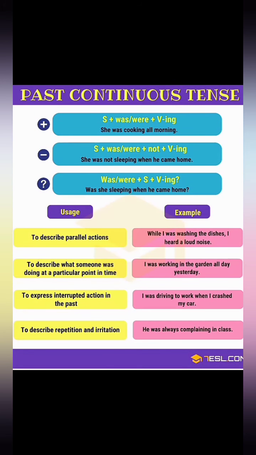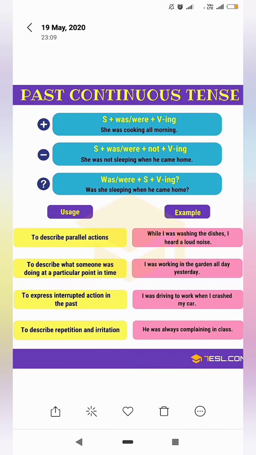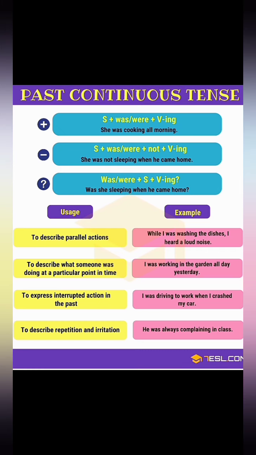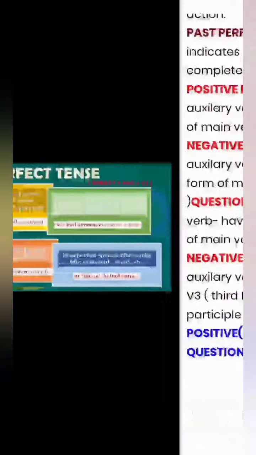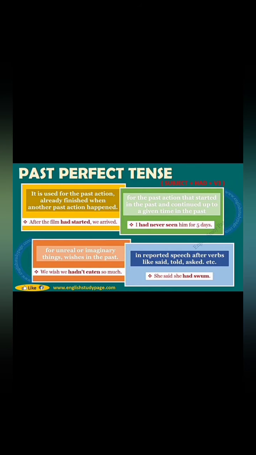Past continuous. Let's move on to past continuous. Continuous process in the past. Was or were plus ing form of the verb. With I and third person singular, we need to use was. And with you and plural, we need to use were plus ing form of the verb. Okay? Now, past perfect tense.